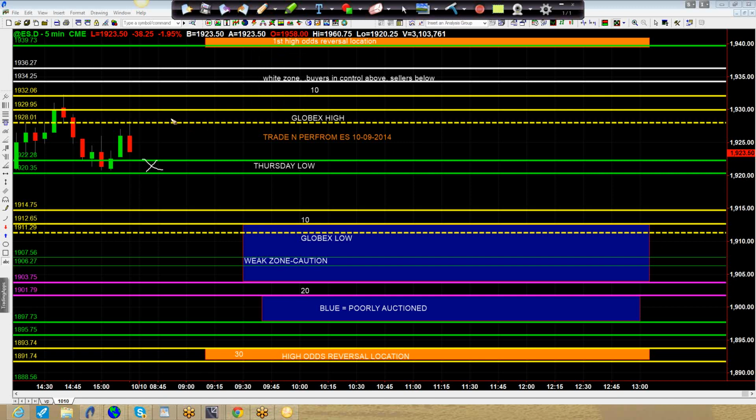Okay. Ideally, the first place, if I'm going to speculate to a rotation of the downside, is Globex High. Preferably at 1922. I'm looking at 1932 for a 10-point rotation down. And realize my stop would be 2 points behind here.